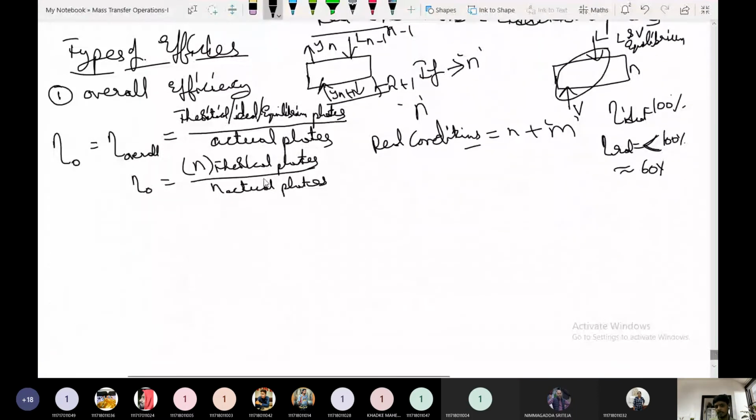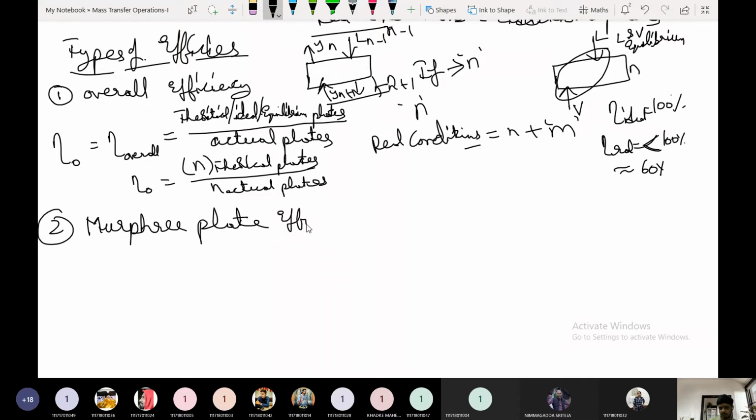N theoretical divided by N actual. Then to calculate the N actual, we need efficiencies. Efficiency of a single plate we need to calculate. So how to calculate that efficiency of a single plate? It is given by one author called Murphree. So the plate efficiency is called the Murphree plate efficiency.